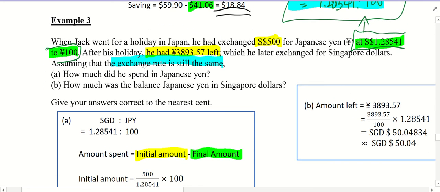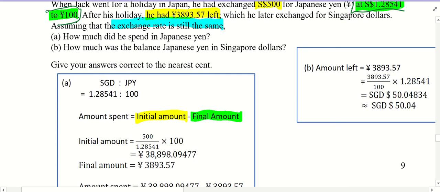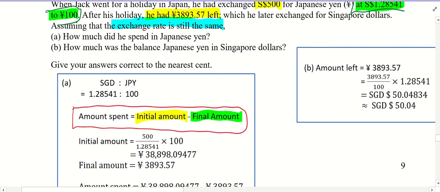Right. So in order to find out how much he spent, this is the equation that we're interested in. How much did he spend? Well, what he spent is the difference between how much he brought there and how much he came back with. Okay, so initial amount minus final amount. That is how much he spent over there.